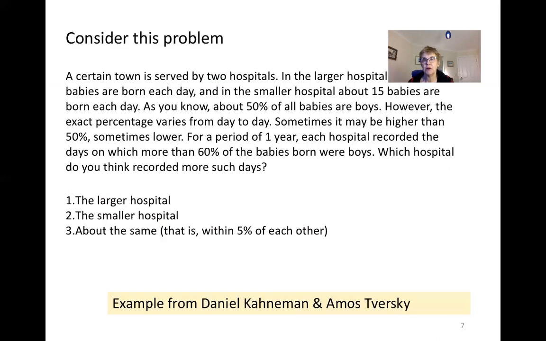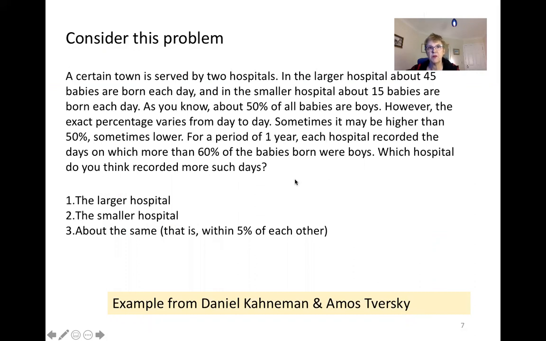This is one of the sorts of problems that they used in their studies. So they consider the situation where you've got a town served by 2 hospitals. And in the larger hospital, there's about 45 babies born every day. And in the smaller hospital, about 15 babies are born each day. 50% of the babies are boys, but obviously the exact percentage is going to vary day to day, sometimes higher, sometimes lower. So the question is, if you had a period of 1 year of observations and each hospital recorded the days on which more than 60% of the babies born were boys, which hospital would record more of those days?